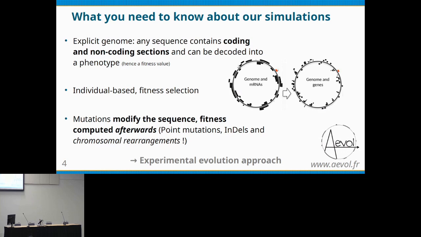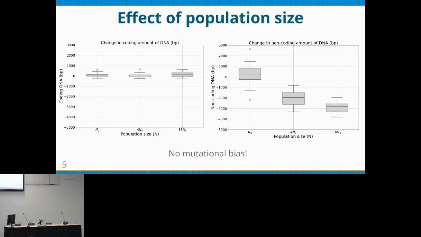Then we have an experimental evolution approach, which means that we use a pre-evolved organism, and then we confront them to different parameters. So we will confront them to changes in population size or mutation rate. So first, if we look at the effect of population size, here we have our control experiment with a standard population size, and we multiplied it either by 4 or 16, and we have the change in the coding and non-coding DNA. So what you can see is that population size doesn't have an impact on coding DNA, but it does reduce non-coding DNA.